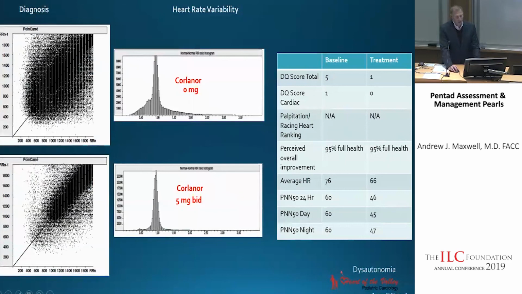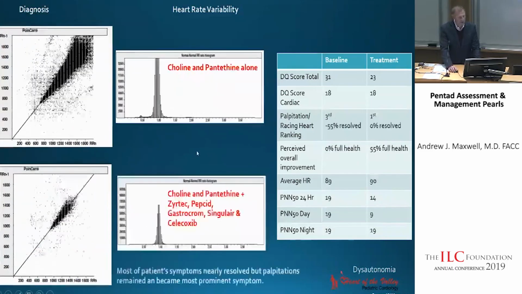Here's before and after Corlinor. Went from 76 to 66. You know, really, they're complaining of racing heart when their average is 76? Yeah, they were complaining of racing heart, and they only went down to 66. And this is what I think really changed, was their variability.